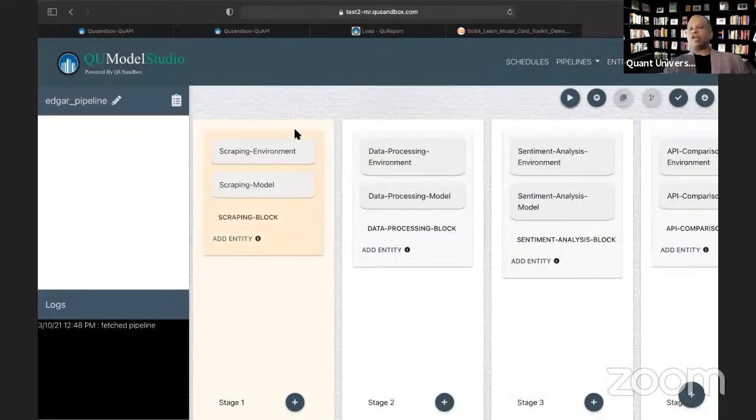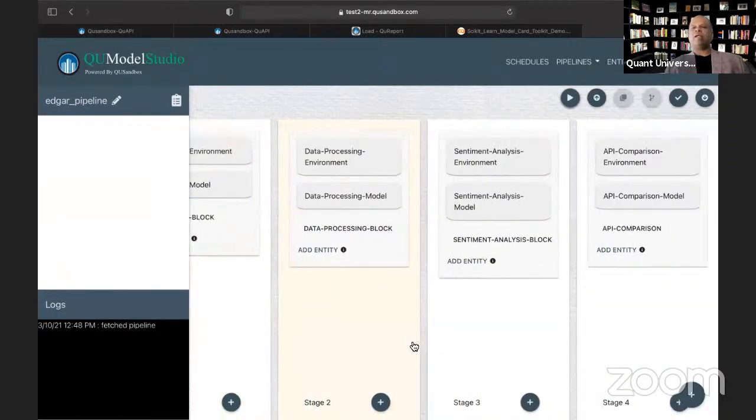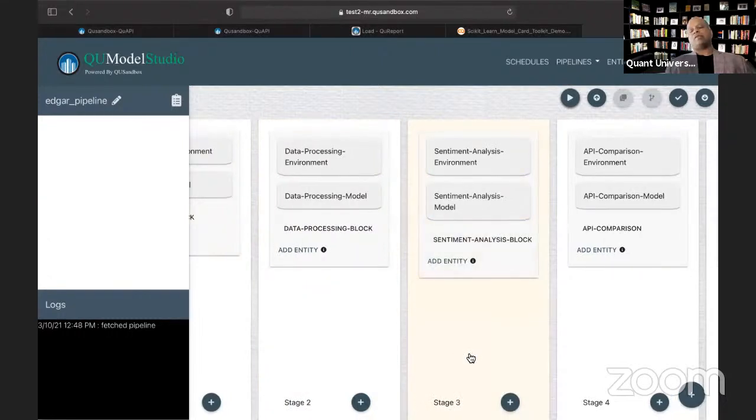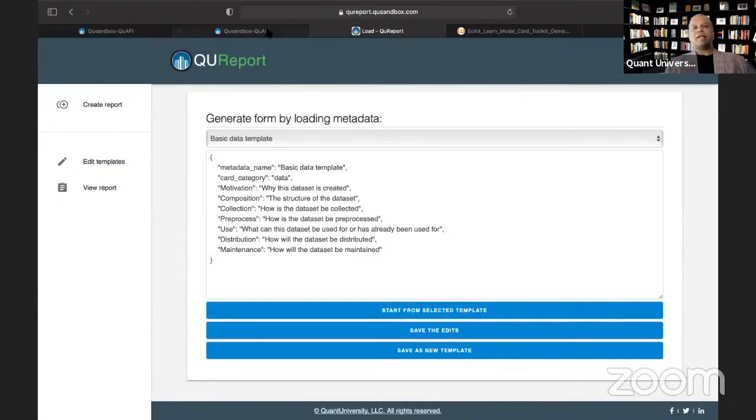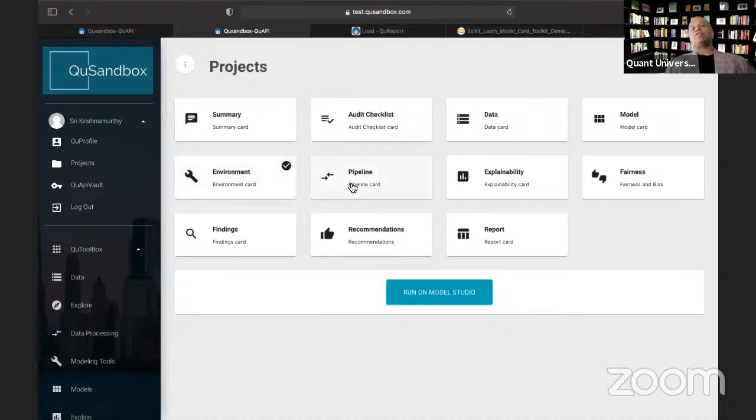So I could have a scraping environment, a data processing environment, an environment for sentiment analysis. I could be calling different APIs. And each one of them could be its own Docker container with its own specific packages, and you can daisy chain the whole thing and schedule the various components so that you can start working with that. So once that environment is done, you have the pipeline and you can review the pipeline.